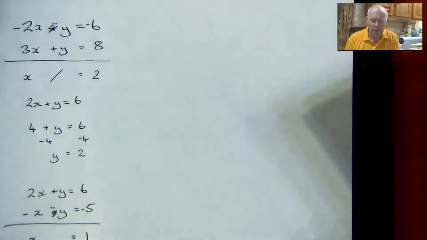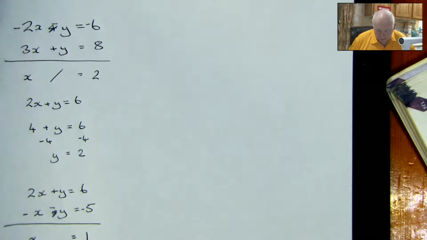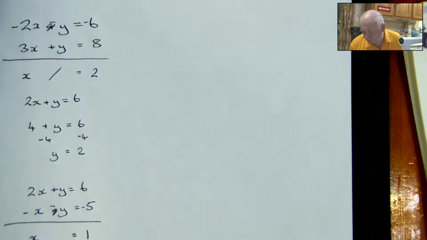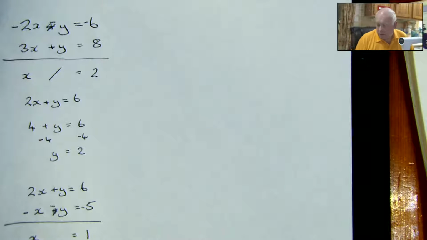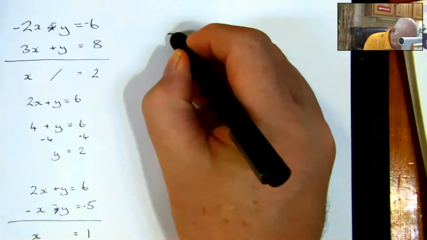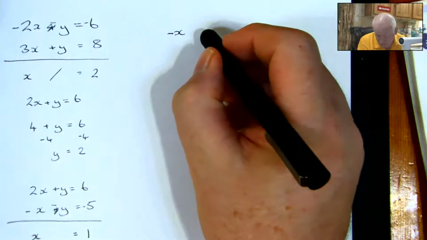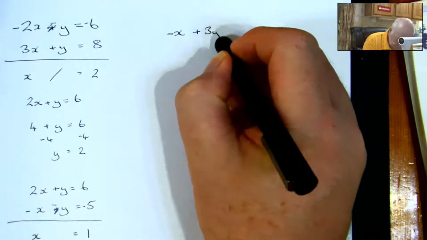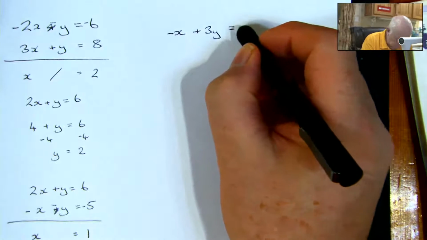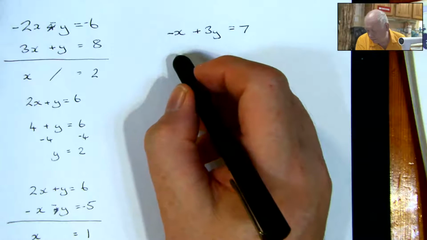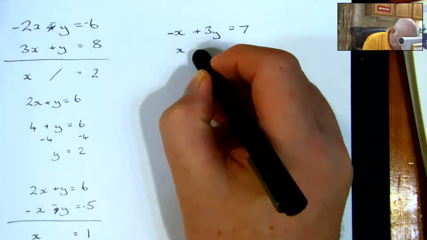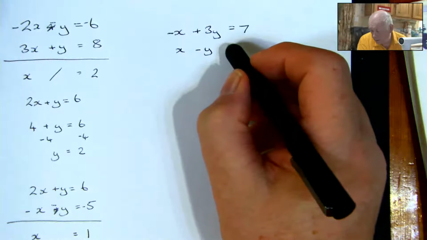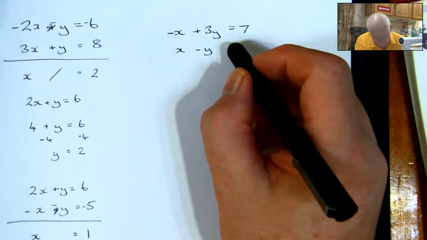Now we can look at a few more difficult ones to see what we want to try and do. Let's choose something that's a little bit harder. So I'm going to look at minus x plus 3y, and that's going to equal 7. And then I'm going to have x minus y equals 1.